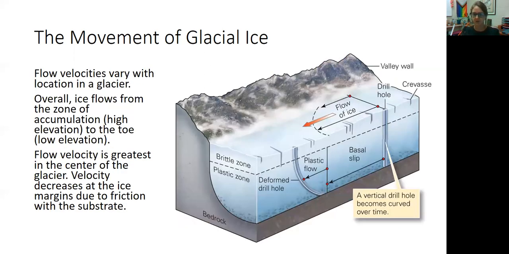Now, as that glacier is flowing, any part that is in contact with rough sediment, the rough ground surface, is going to flow the slowest. But any part of the ice that is far away from that surface is going to be able to flow faster. And that's where we get that internal plastic deformation. And overall, the ice flows from an area of accumulation at high elevation to what we call the toe, which is at the low elevation.